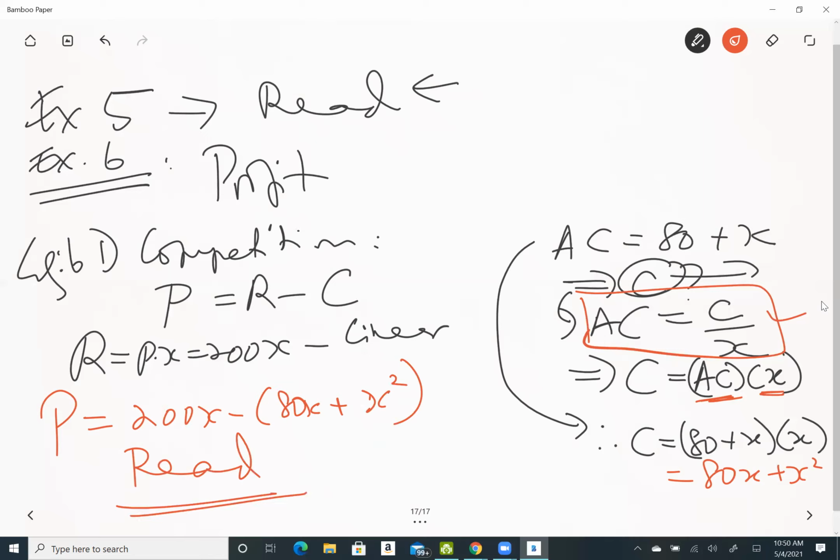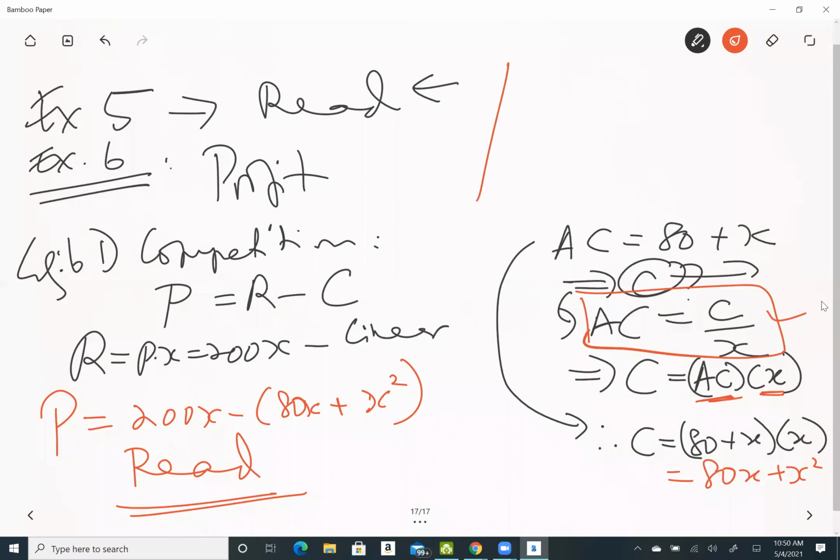Now, for monopoly, you will see that the profit will not be linear. Why? Because the revenue is not linear. All right. So now let's go back to example 7. They don't give you the function. They give you only the curve. So let's go back to the previous example. The marginal revenue. You are given the demand function. Okay, go to example number 1.